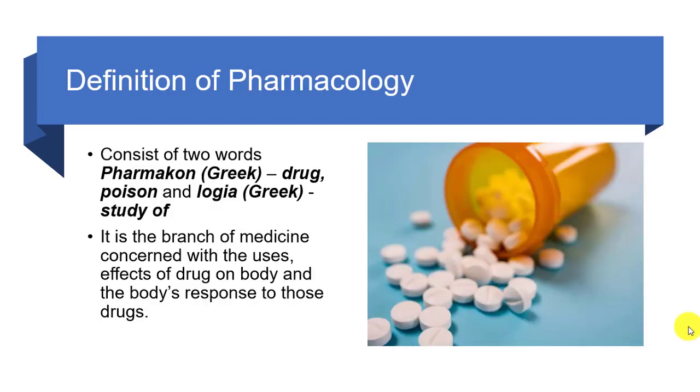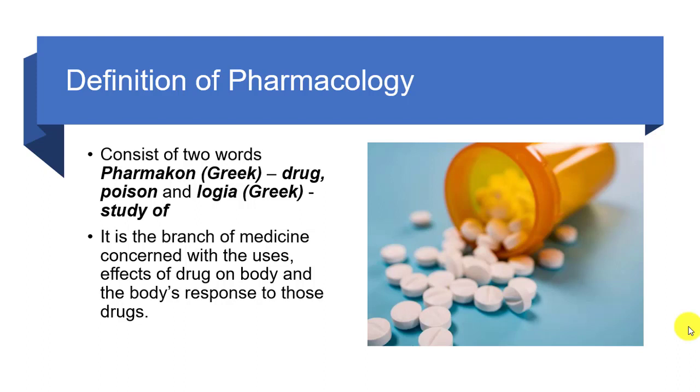So what is pharmacology? Pharmacology essentially is derived from two words, pharmakon and logia. These are Greek words, and pharmakon means poison or drug. In Greek, drug and poison is essentially the same thing. So pharmakon is the name derived for a drug or poison, and logia means study of. In this way, we can say that this is the study of drugs.